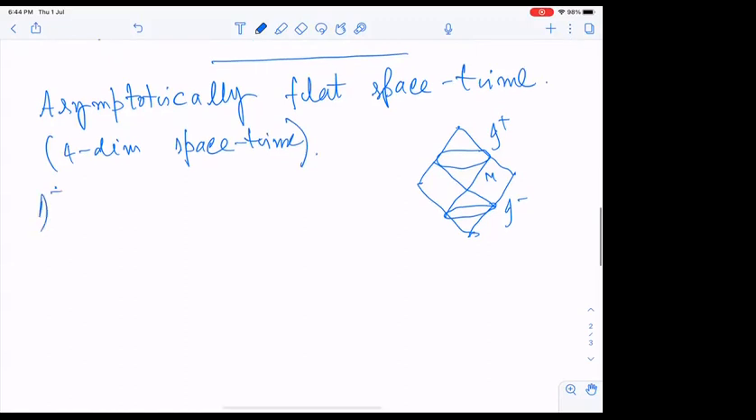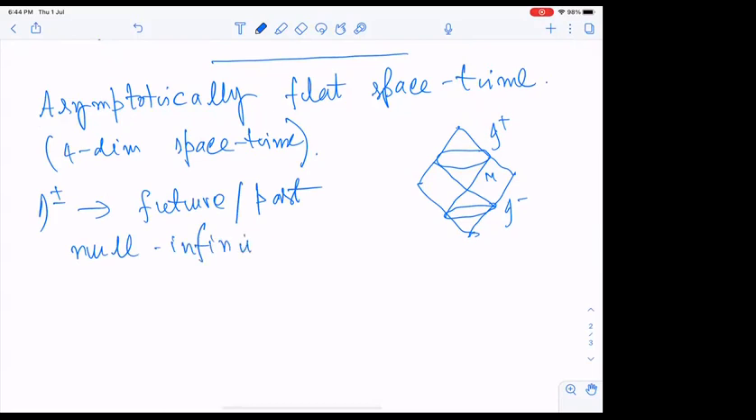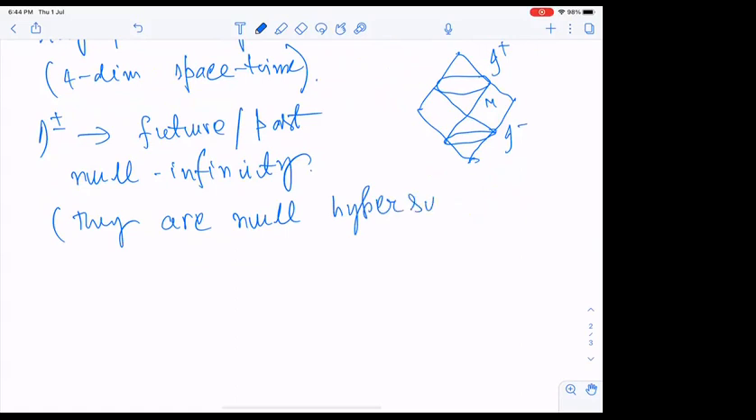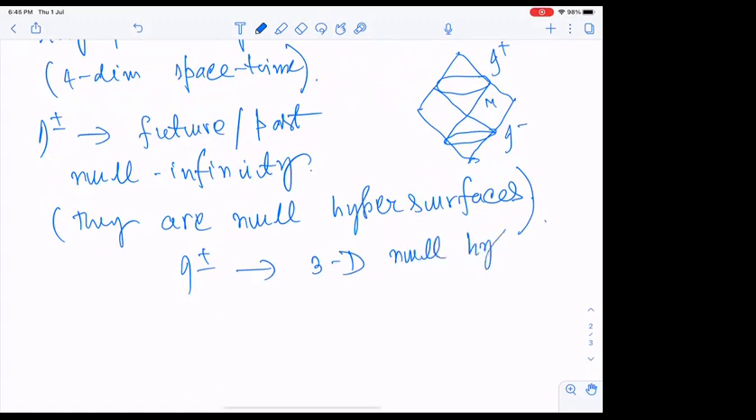Okay. So this scri plus minus, that is the null infinity, and they are null hypersurfaces. Since I am talking about the four-dimensional space-time, scri plus minus are three-dimensional null hypersurfaces.